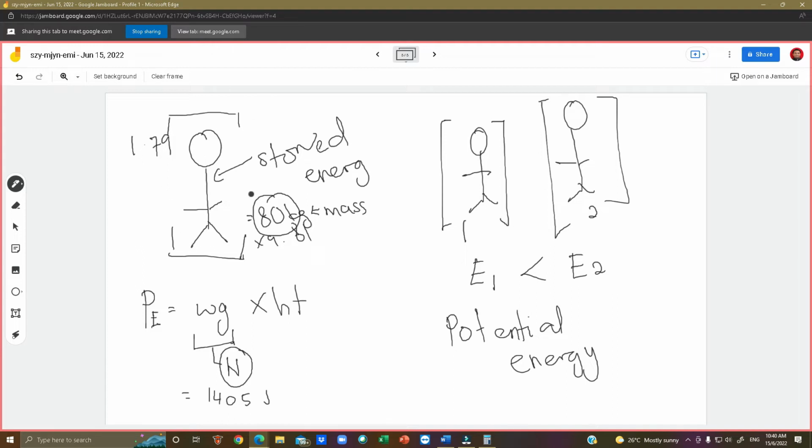Okay, ini konsep potential energy. Belum mamat ni berjalan lagi. Okay, if we have these two, katalah these two mamat, the weight is similar lah, 80-80, the mass is similar. Tapi mamat ni 2 meter, mamat ni 1.6. By looking at this, you are going to say mamat ni have more potential energy because he is higher.